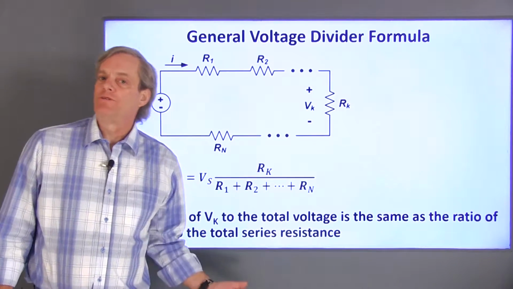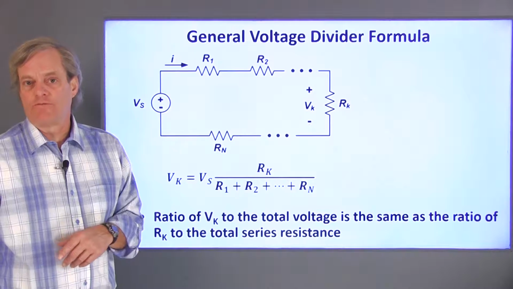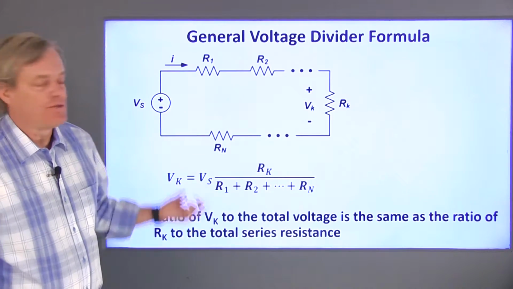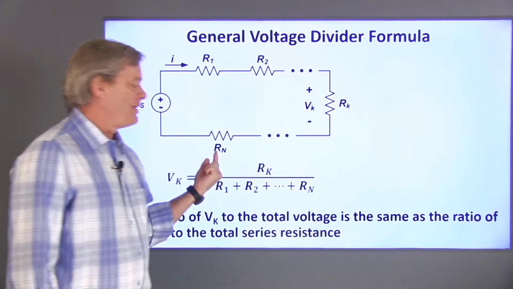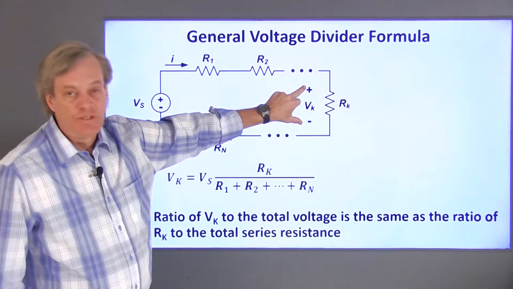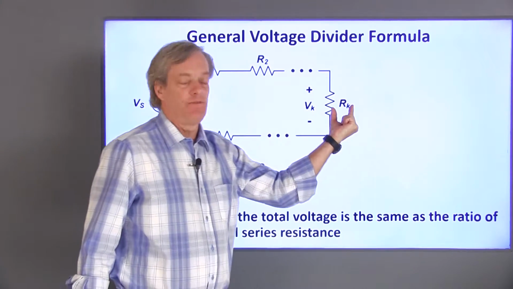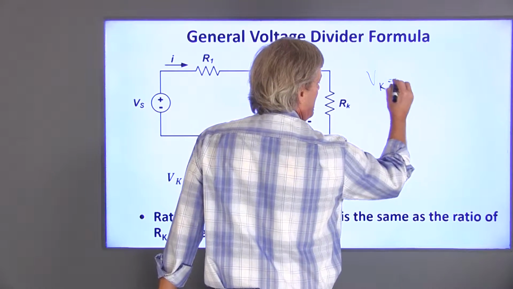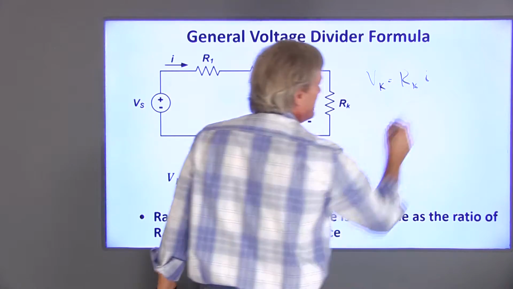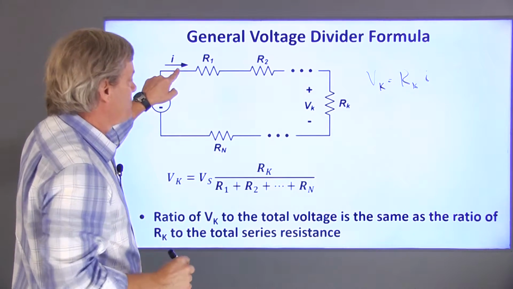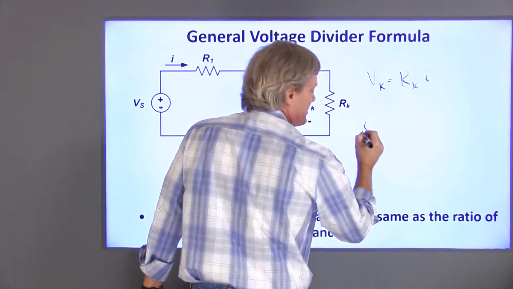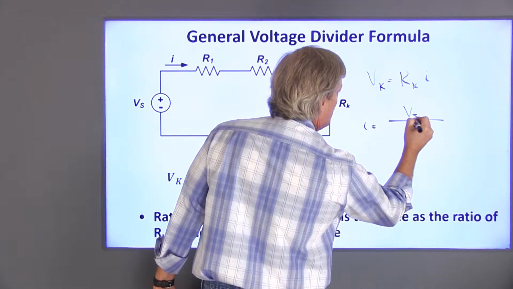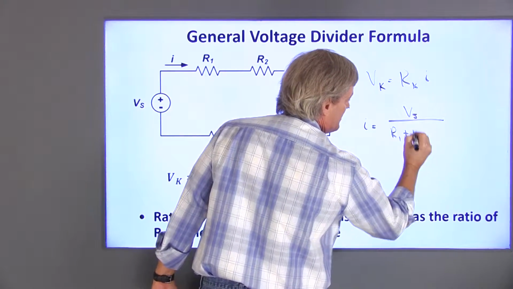Finally, before we do some examples on how to use our voltage divider formula, let's look at a general voltage divider formula. Suppose we have n resistors in series, R1, R2, on up to Rn. We want to find the voltage V sub k across the kth resistor Rk. So, by Ohm's law, Vk is equal to Rk times the current I. All of these are in series, so from our previous series resistance example, I is equal to the voltage Vs over the sum of the resistances.